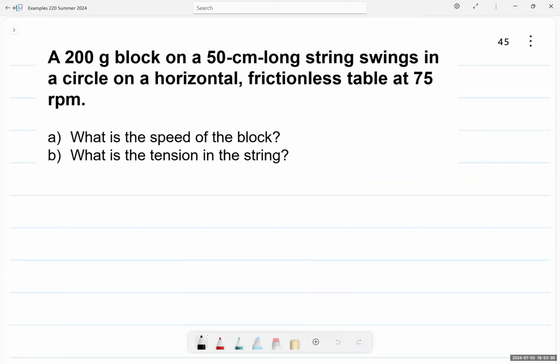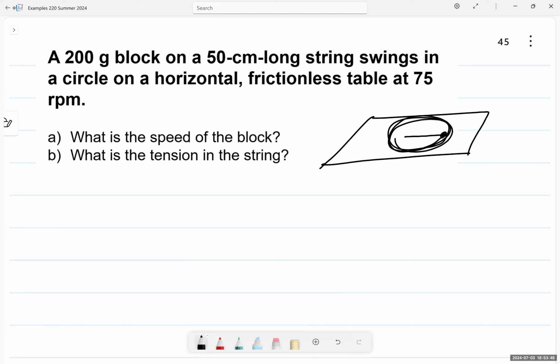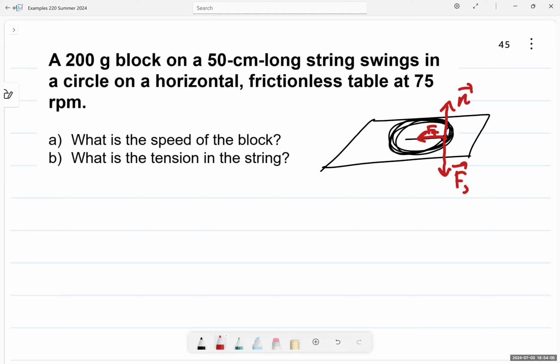All right, so let's say you have a 200-gram block on a 50-centimeter long string, swinging in a circle on a horizontal frictionless table at 75 RPM. So imagine you have a table like this, and here's a string, here's the object. It goes around like this, on the plane of the table. Frictionless table means the forces we have are the normal force, gravity, and the tension in the string.